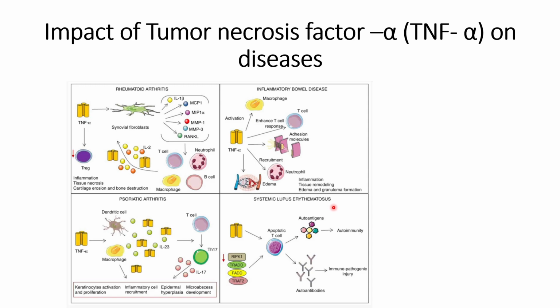Next, the last disease that is shown here is systemic lupus erythematosus. In this case, the apoptotic T cells are there. The body will generate antibodies against the T cells from these apoptotic T cells. That will lead to autoimmune disease. Because of TNF alpha, it will lead to apoptosis of the T cells, and these apoptotic T cells will go to the immune system and will generate antibodies against the T cells, and this is known as immune pathogenic injury.